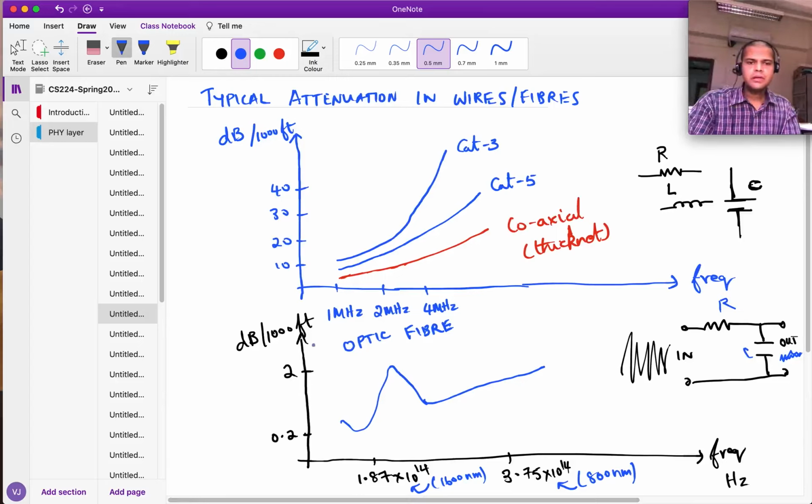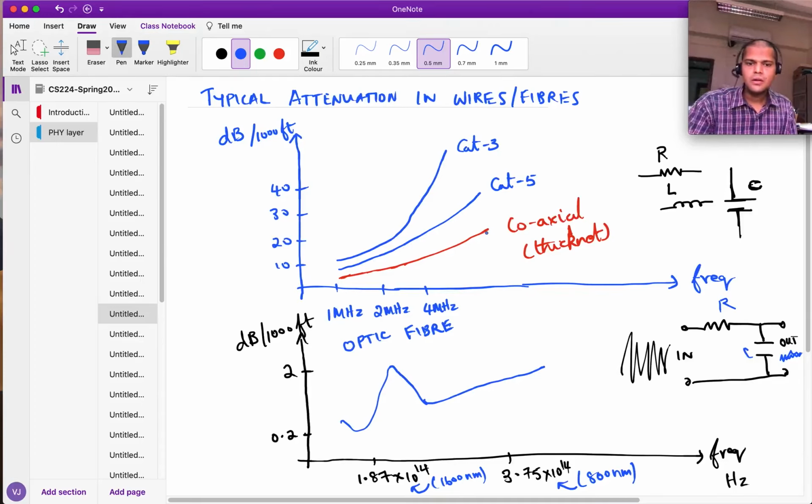And just look at the attenuation here for 1000 feet in terms of dB. It's between 0.2 and 2. Okay, so compare the numbers here and here. So here you have an order of magnitude higher attenuation on the dB scale compared to here. So attenuation is very, very little in optic fibers. Okay, so that's the reason why you can get very high data rates using fibers when compared to things like twisted pair or coax.